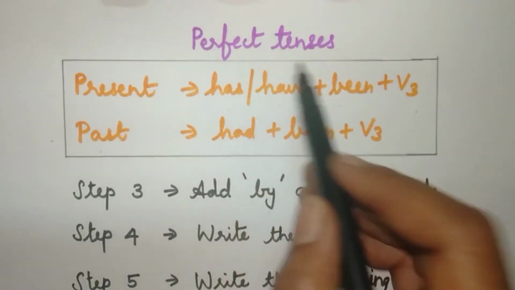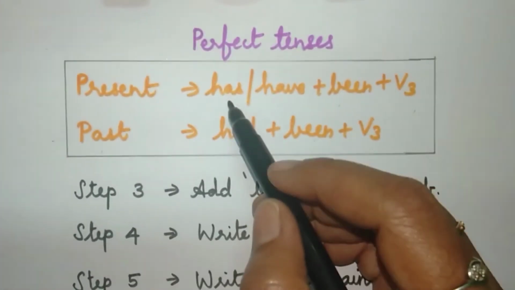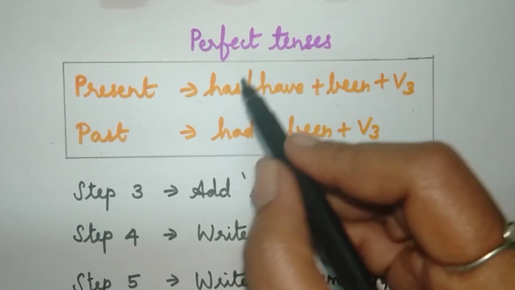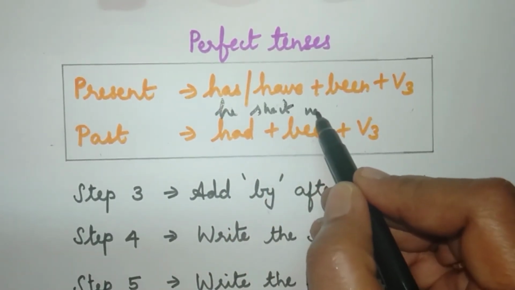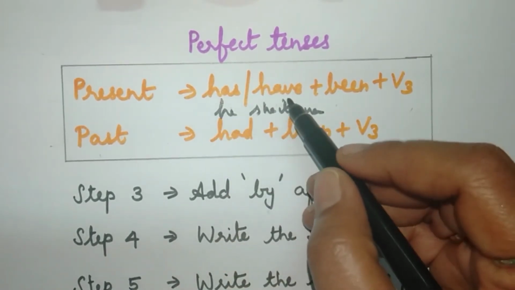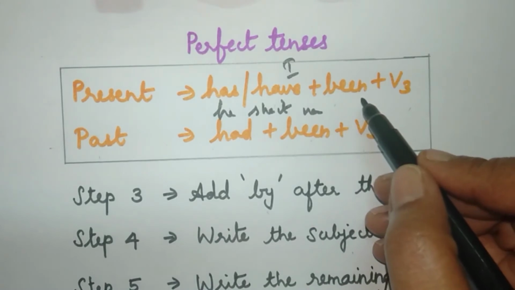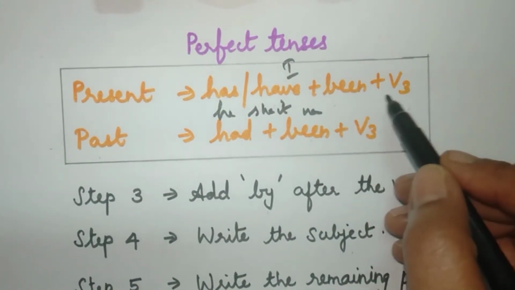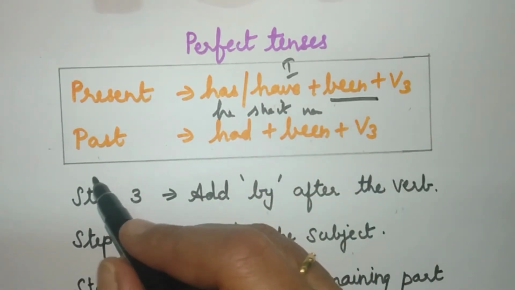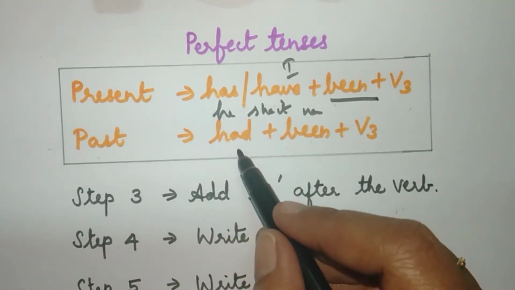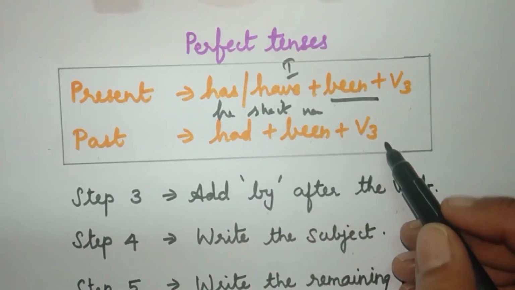Next, perfect tenses. In the present perfect tense, has is used for the singular person, that is for he, she and it, and if a name is coming, we will use has. Have is the plural form. For I we will add have only, plus been, because the third form of the verb is already there. In the same way, in the past perfect tense, for singular, plural or anything, we will use only had plus been plus the third form of the verb.